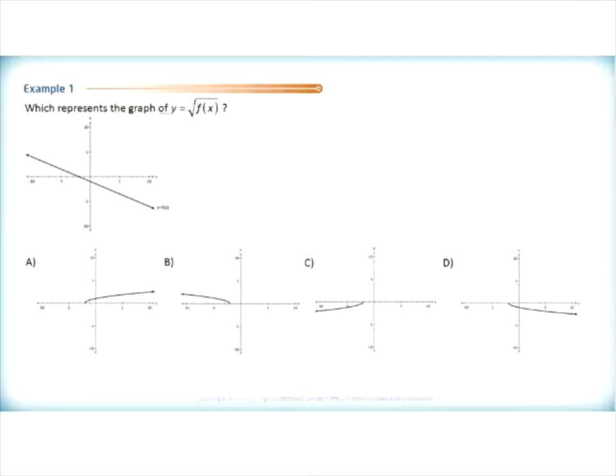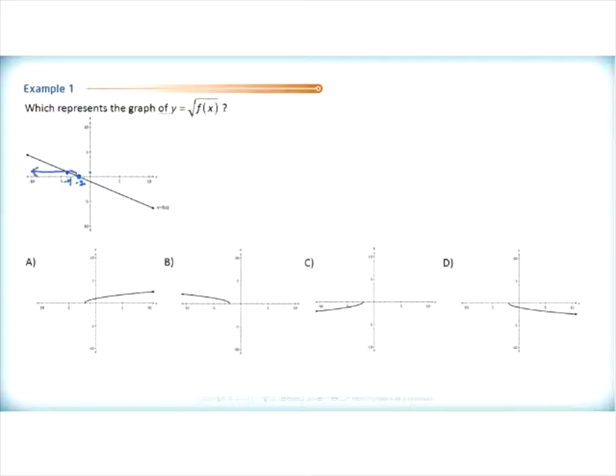Which represents the graph of y equals the square root of f of x? In order to determine the answer to this question, I recommend that you look at the coordinates of the invariant points to begin. So when y is equal to 0, we have x equal to negative 2. When y is equal to 1, the corresponding x equals negative 4. So because the square root function is greater than the graph of the original function, it will be above that straight line for this region.